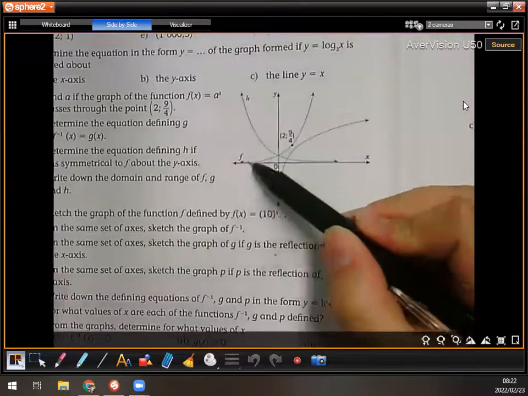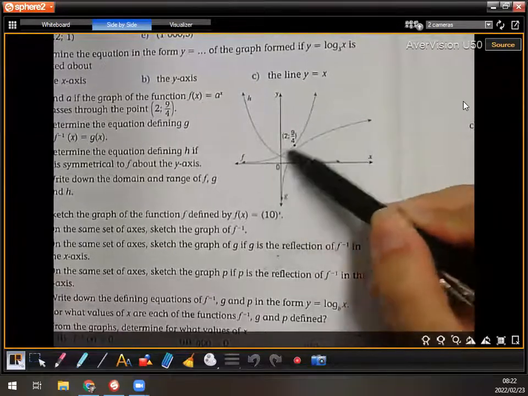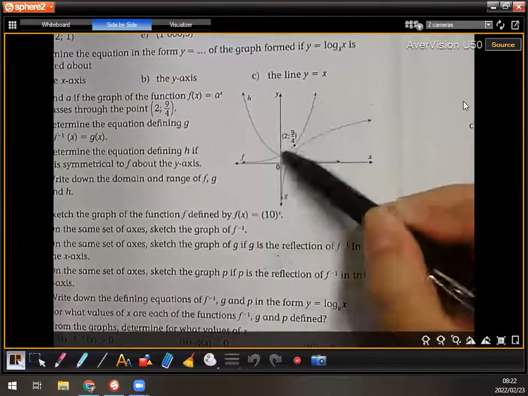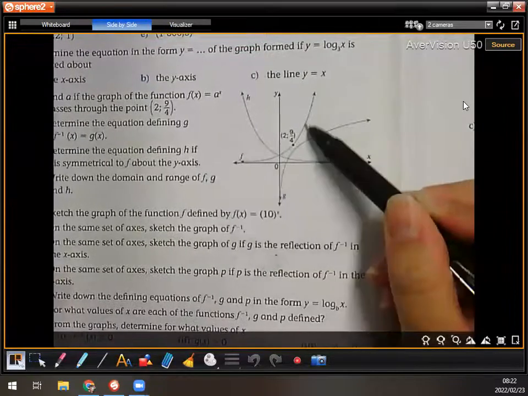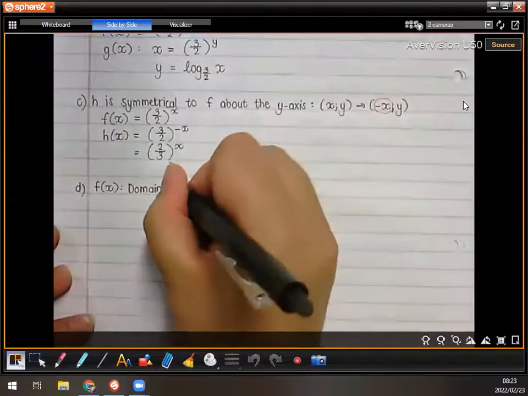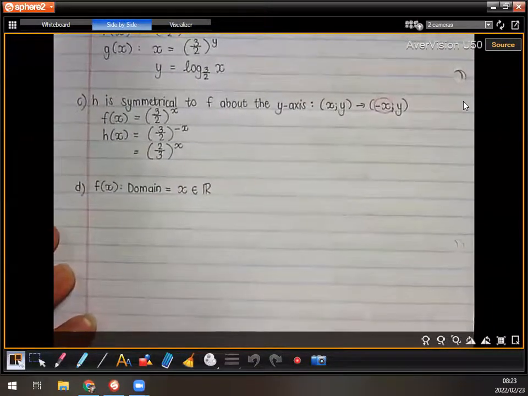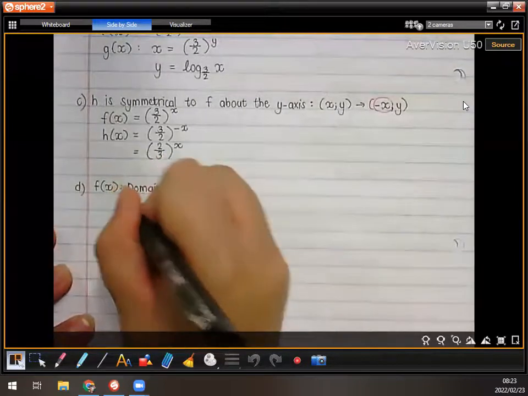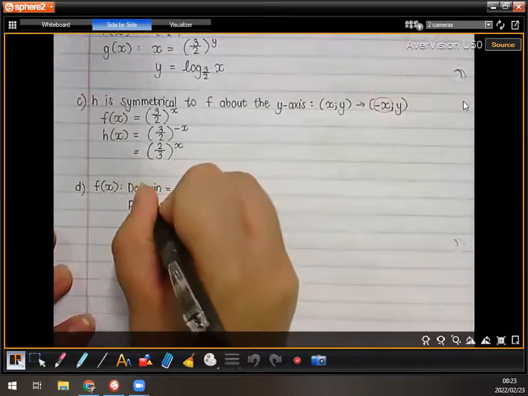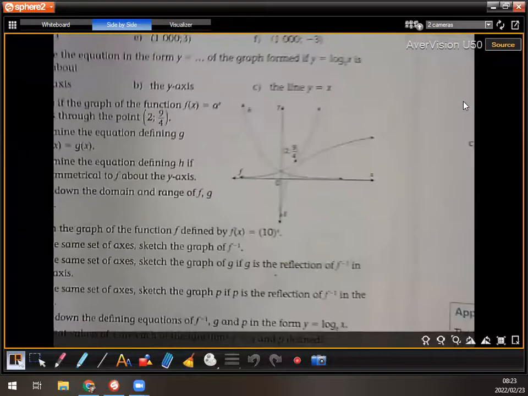I'll just show you the graph quickly. f is this one, right? What do we think the domain of this graph is? x is an element of real numbers, right? Because it's going from negative infinity to positive infinity on that side. Okay, so the domain is x ∈ ℝ. And the range is all y values, right?